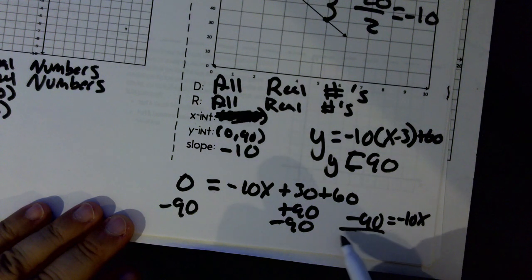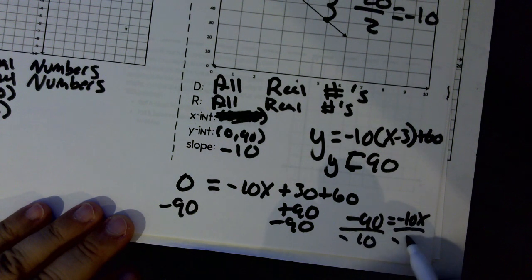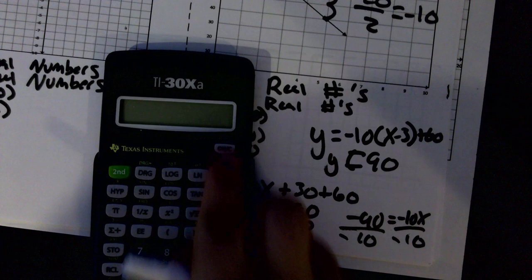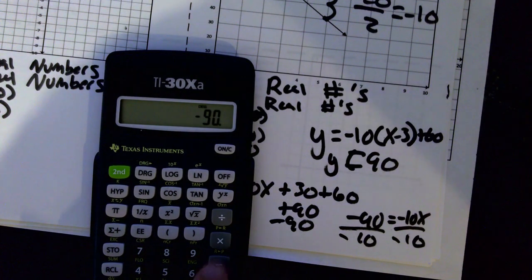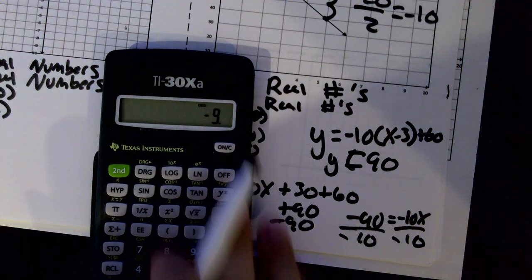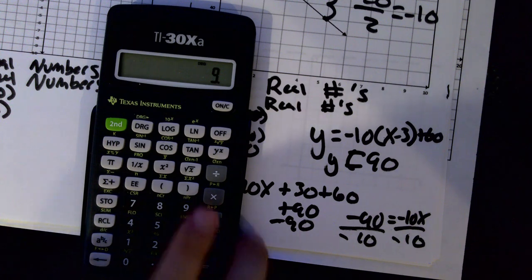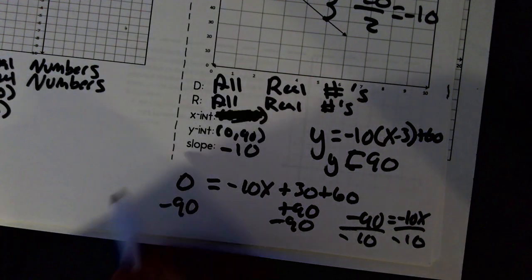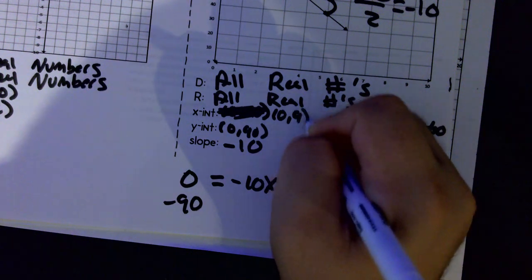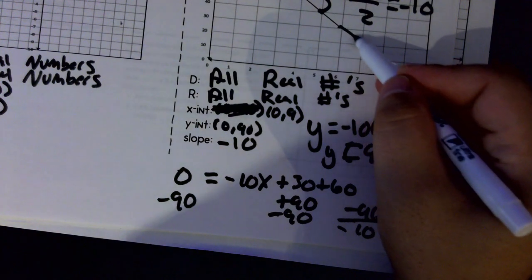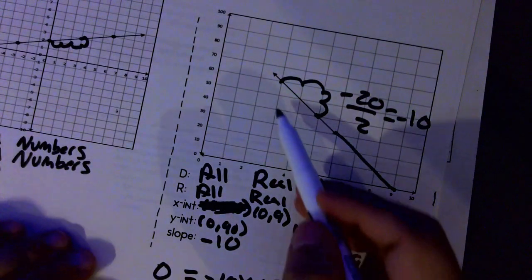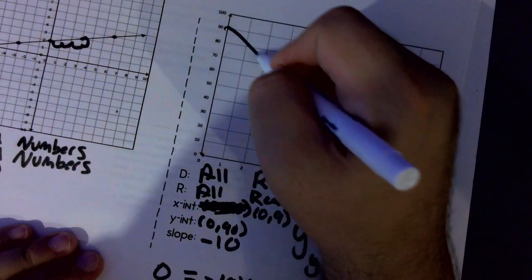Divide both sides by -10. And -90 divided by -10, we can use our calculator if we need to. I think there was one more negative in there. Positive 9. So my x-intercept, when y is 0, is (9, 0). And we can see if we kept going, it actually would have crossed at 9. And if we kept going in this direction, it would have crossed at 90.